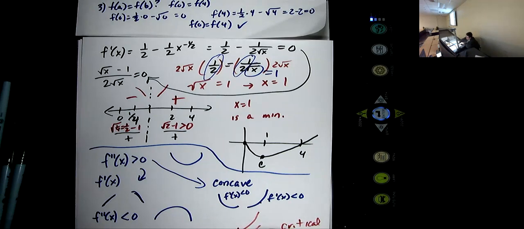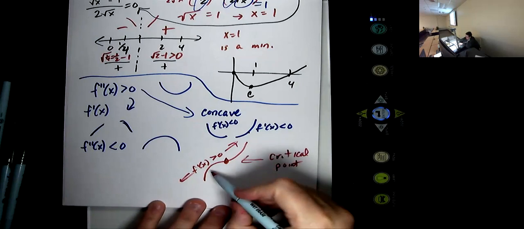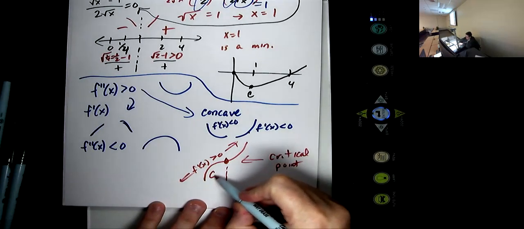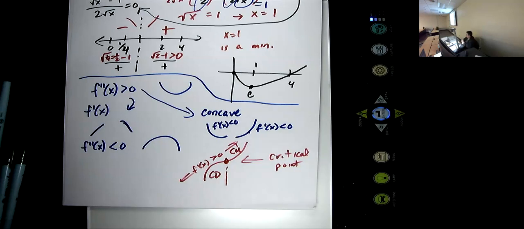f prime of x is greater than 0 along the whole thing. I'm off the screen. But this part right here is concave down, and that part right there is concave up. So you can have concavity shifts. And the second derivative shows that. So it'll show you the curvature. Got it. Okay, yep, thank you.